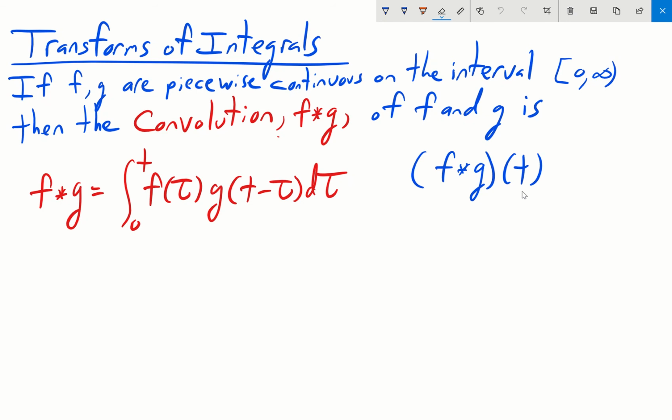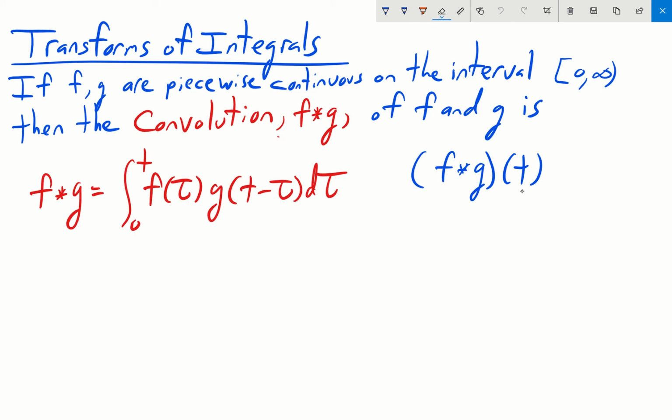The next thing we're going to look at in this section is transforms of integrals. In particular, we're going to define the operation of convolution. Let's suppose that we have two functions f and g that are piecewise continuous on the interval from 0 to infinity. Then the convolution of f and g, which is denoted as f star g, is equal to the integral from 0 to t of f of tau times g of t minus tau d tau.